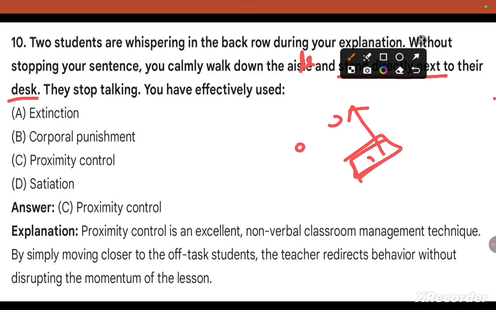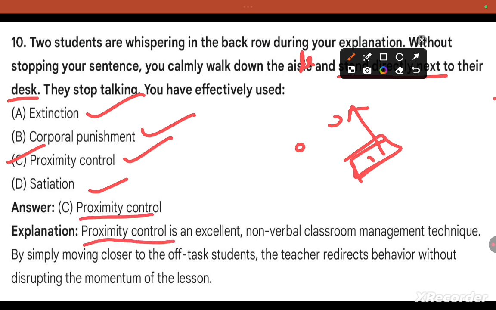The options are extinction, corporal punishment, proximity control, citation. So the answer is option C, proximity control. What is proximity control?